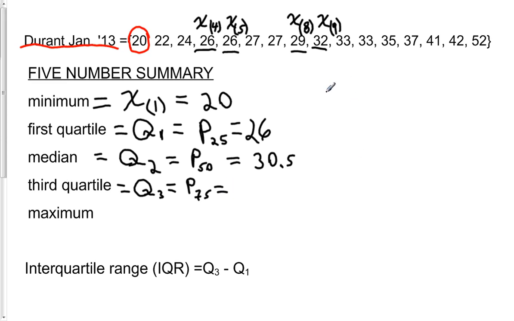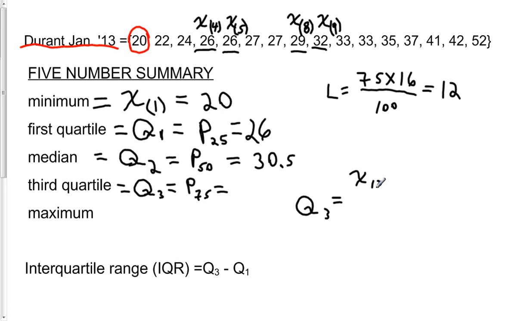Well, first we need to find our locator, L. L is equal to, in this case, since we're looking for the 75th percentile, K is 75, N is still 16, and we're still dividing that by 100. And this gives us the number 12. So the locator is 12, which means to find the third quartile, Q3, I'm actually going to average the 12th and the 13th order statistic. That's the 12th and the 13th order statistic added together and divided by 2.